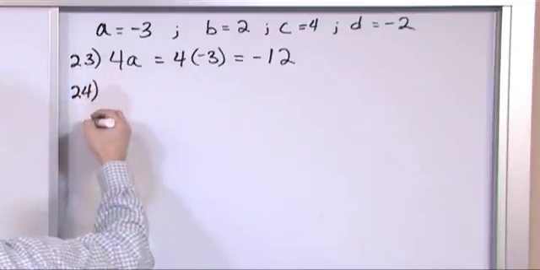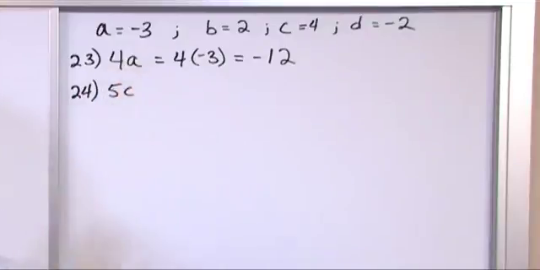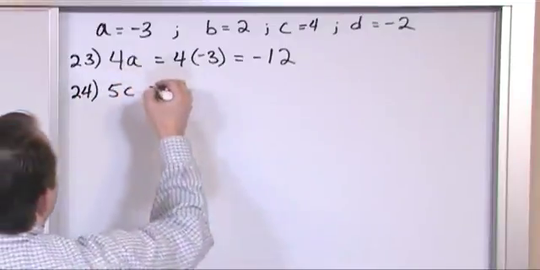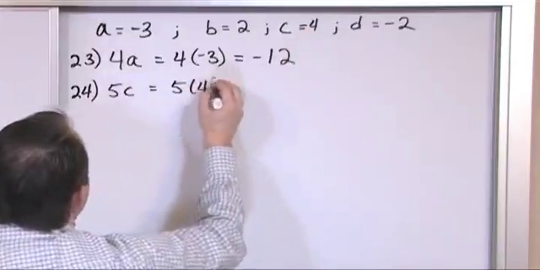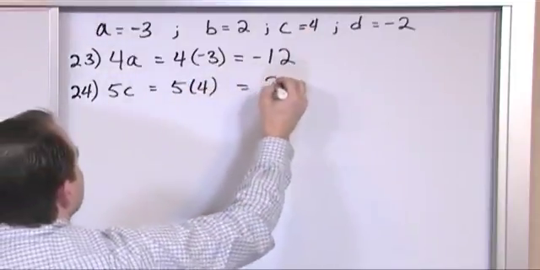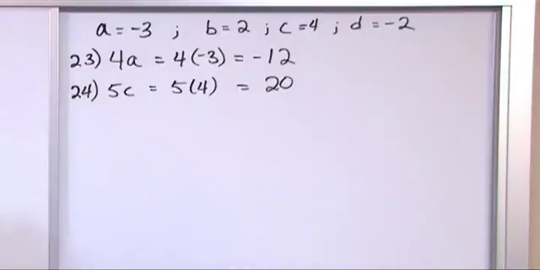Okay, let's say 5c, or 5 times c. So what we would have is 5 times, here's c over here, which is 4. 5 times 4 gives you 20, and the sign is positive because they're both the same sign.